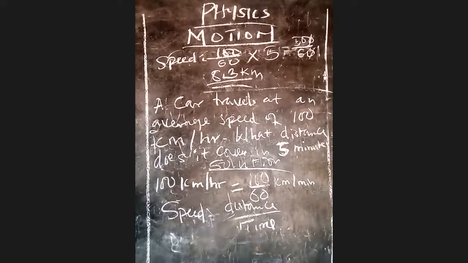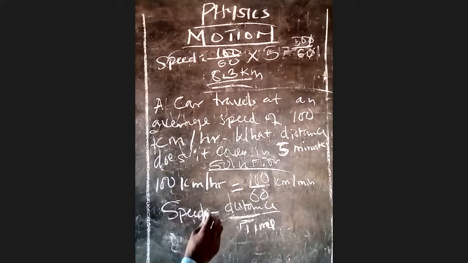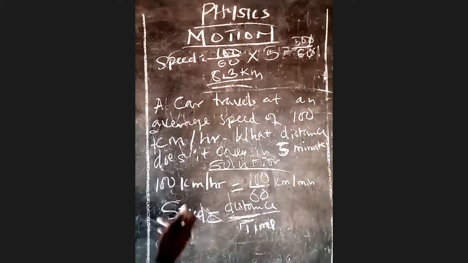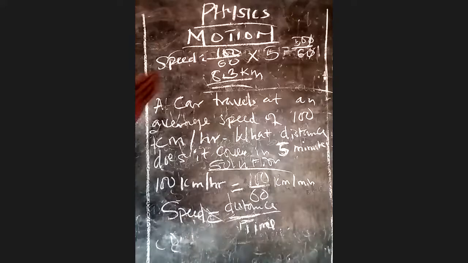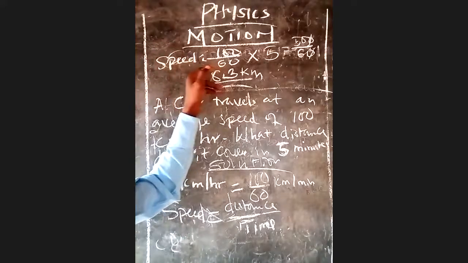So you just have it at the back of your mind that speed is equal to distance all over time. By cross multiplying, since we were given speed and time but not distance, we can cross multiply directly. Distance is equal to speed times time, and that was how we arrived at this.